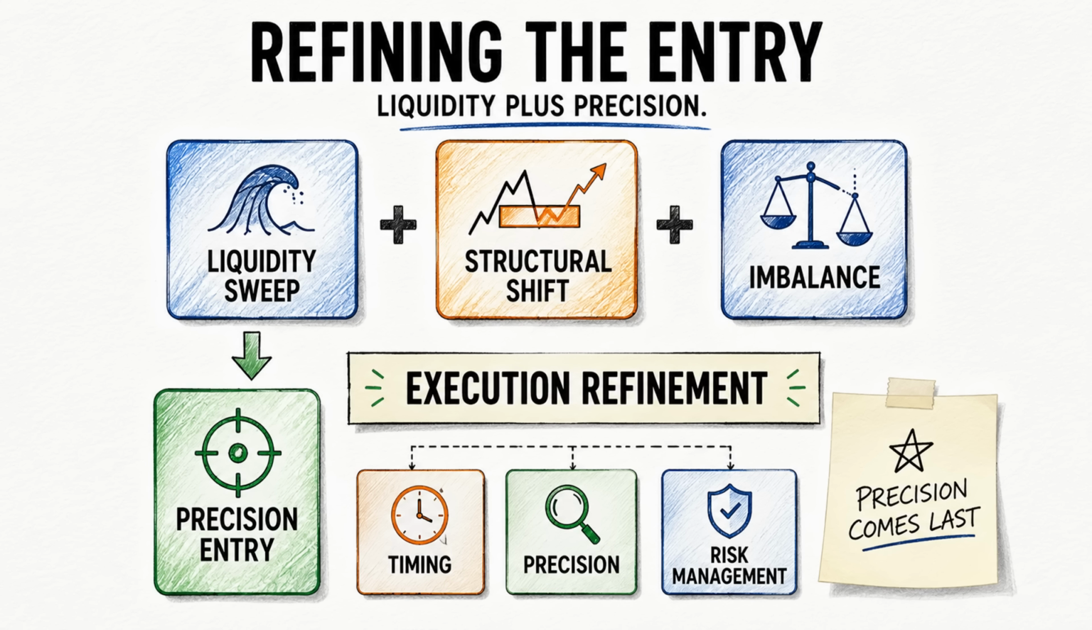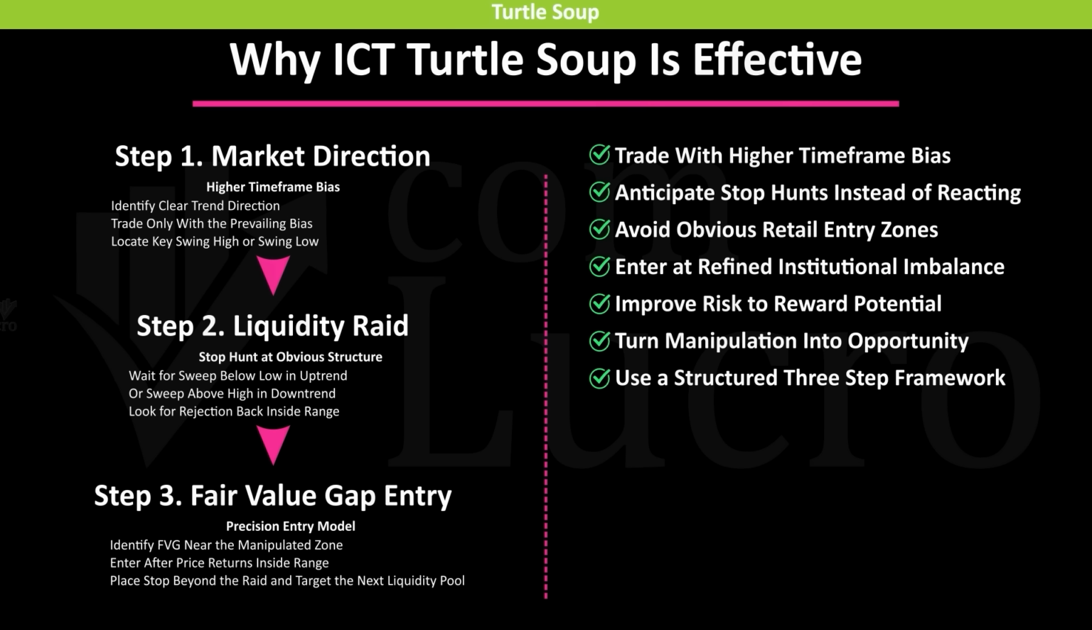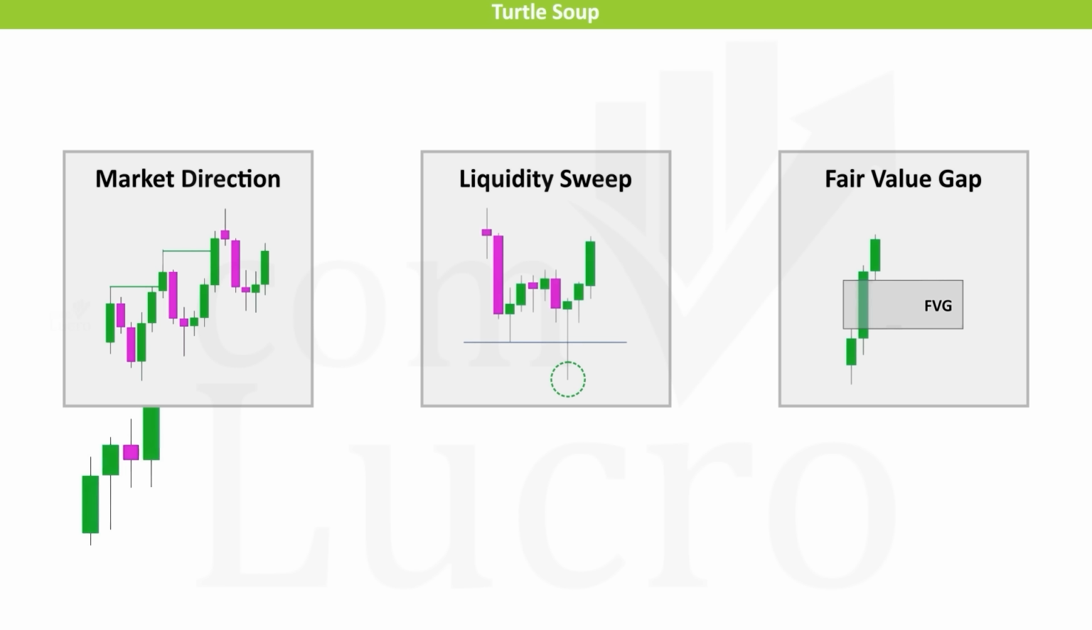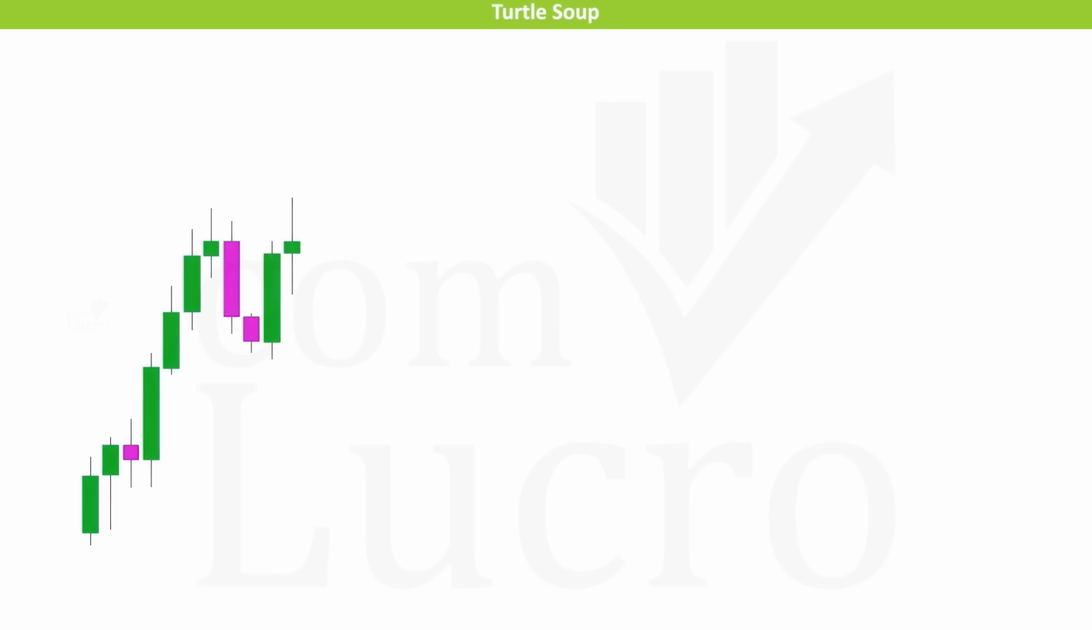Now, the framework we just covered can be refined even further by incorporating fair value gaps into the execution process. Instead of relying only on the liquidity sweep and structural shift, we can use fair value gaps to identify more precise entry locations aligned with the underlying liquidity narrative. By combining market direction, liquidity manipulation, and imbalance-based execution, the setup evolves from a simple liquidity sweep into a more structured institutional framework.